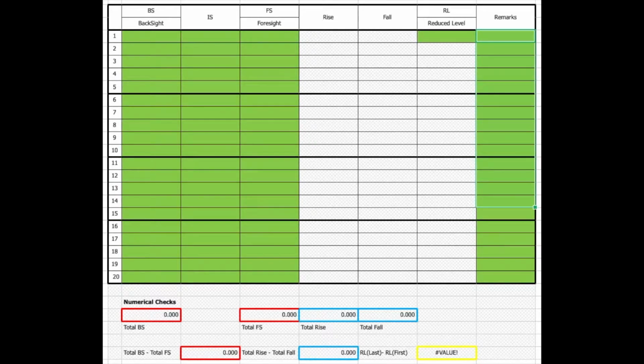So that gives us a blank spreadsheet to work with, and we're going to fill in values for backsight, intermediate sight, and foresight as we go through our example. We're also going to enter in our reduced level and remarks so we know which of the reduced levels relate to each of the points.